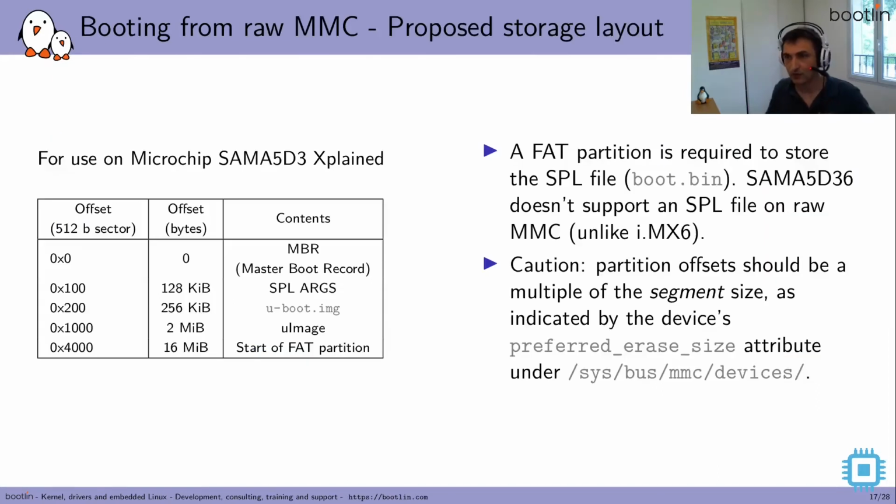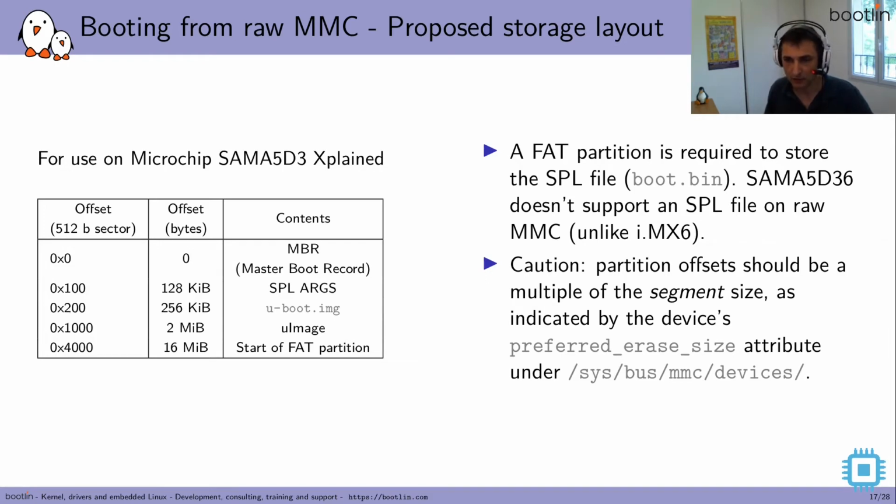The first case we are going to study is booting from raw MMC. Here's a proposed storage layout. At offset 0 of the raw MMC, you have the master boot record, of course, containing the partitions. You have the SPL at offset 128K.